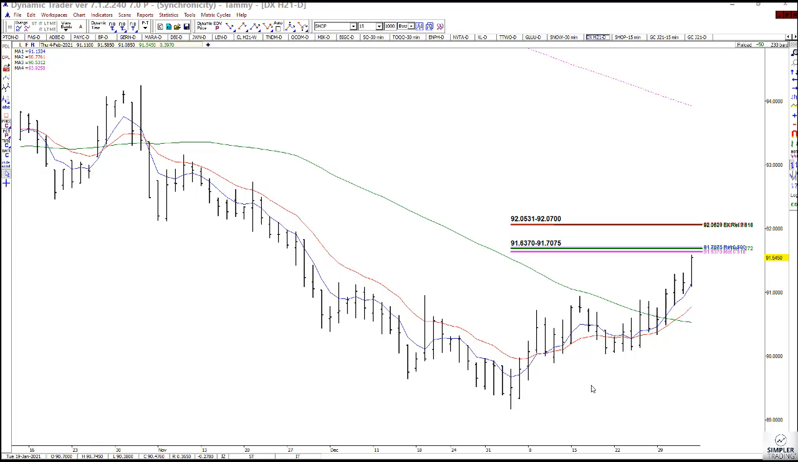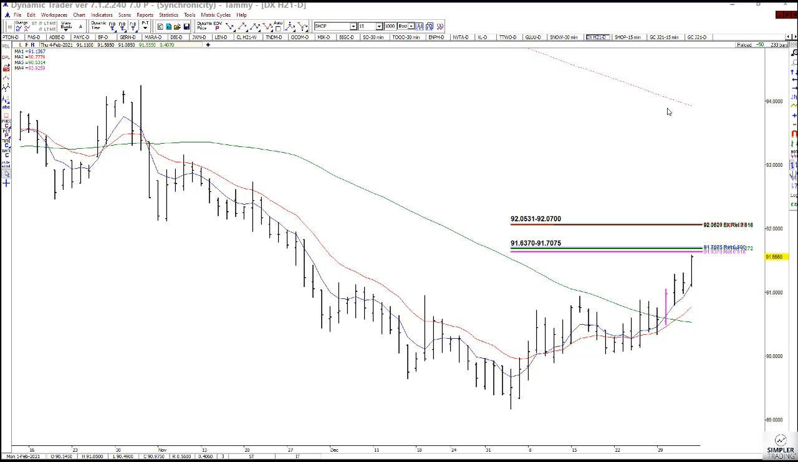I wanted to give you a quick update on the dollar futures. I had a client ask about it in the room today, and found a couple of zones of resistance here. So I did want to make you aware of that. The zones of resistance that I have are 91.6370 or so to 91.7075, and 92.0531 to 92.0700. Okay, so I just want you to be aware of those.